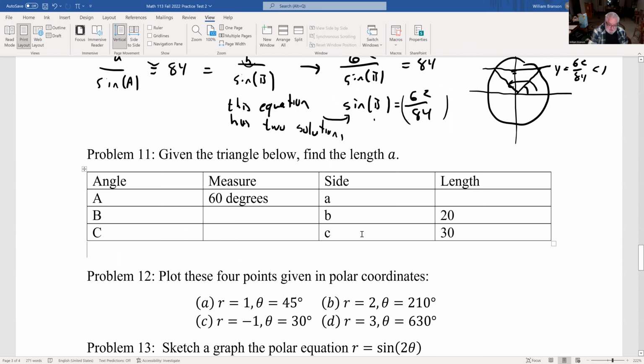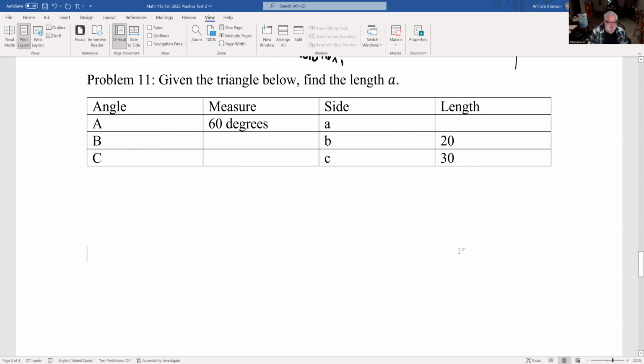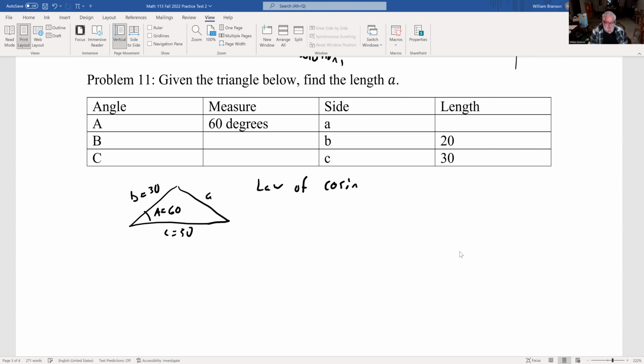So given this particular setup, what's the length of A? Well, if you think about this in terms of triangles, what you've got is a side length, an angle A, side length A, and two sides, B equals 20 and C equals 30. And we know that this is 60 degrees. So this is set up for the law of cosines, which you stated up above.